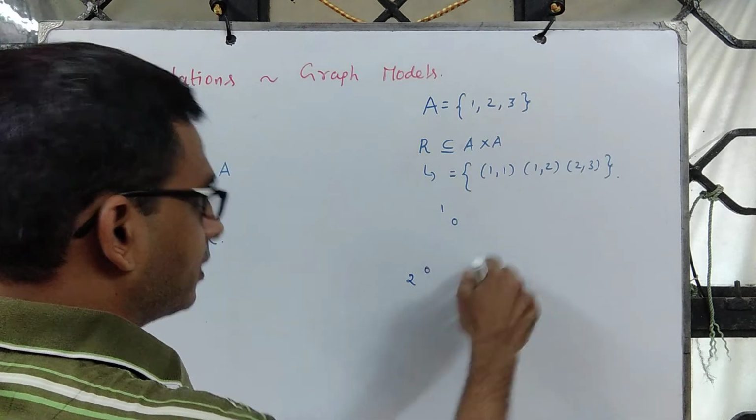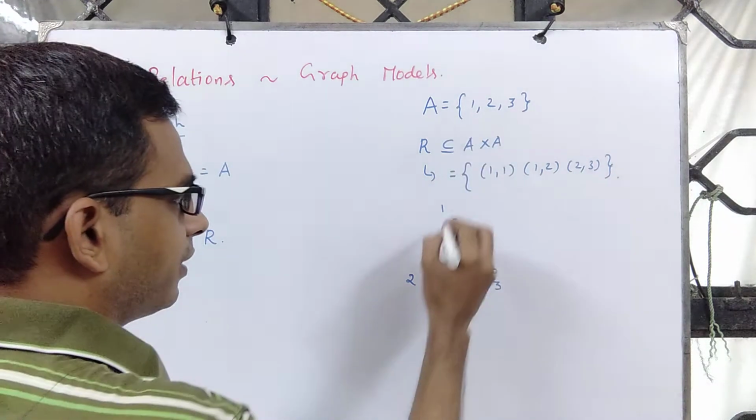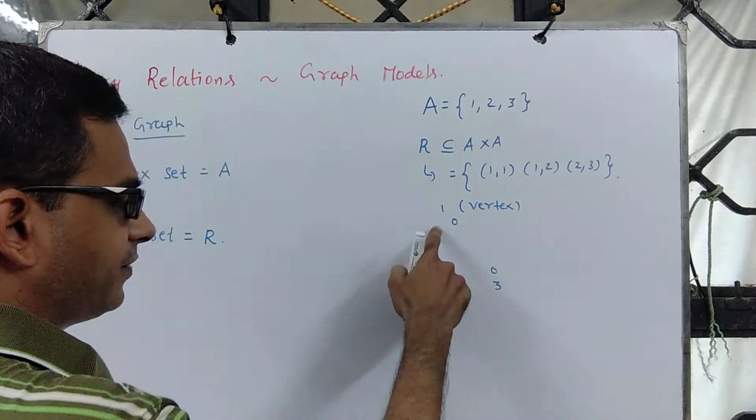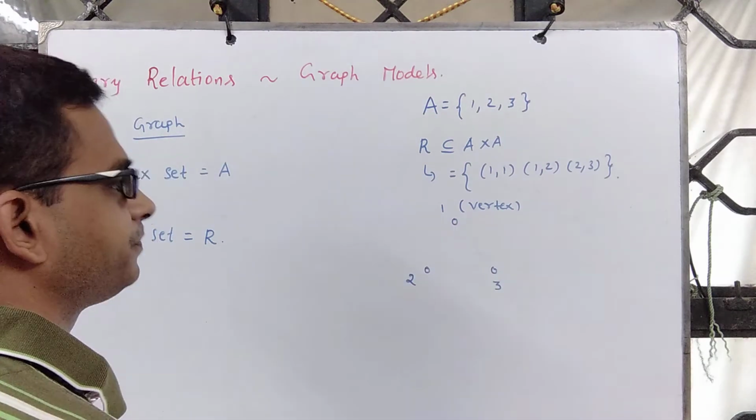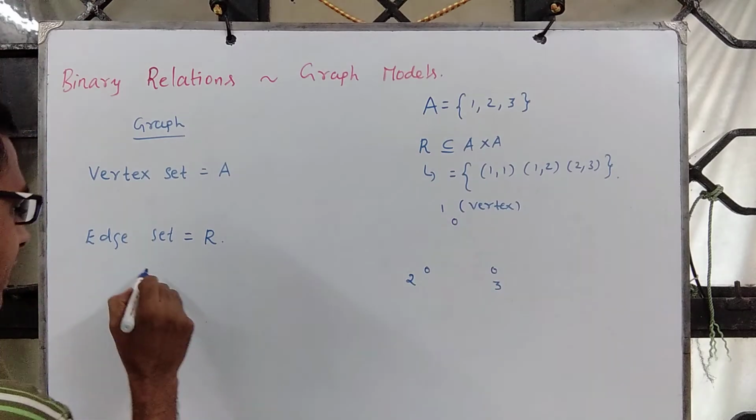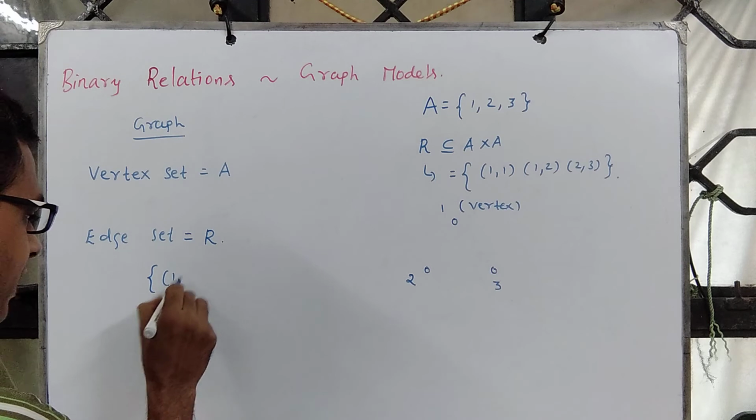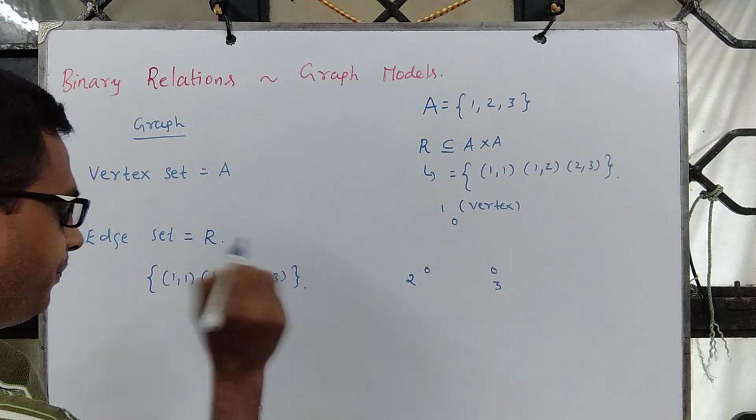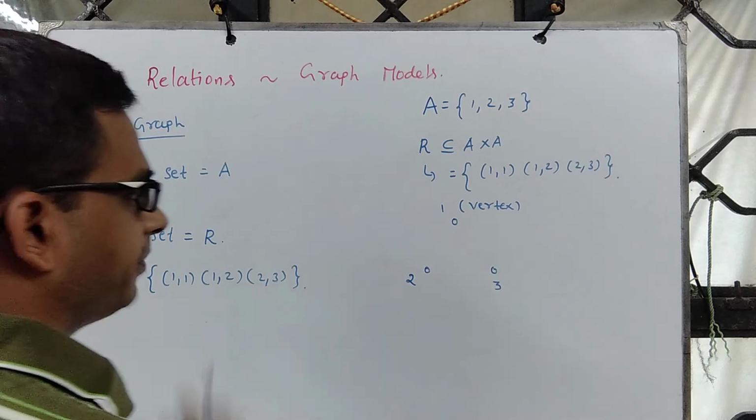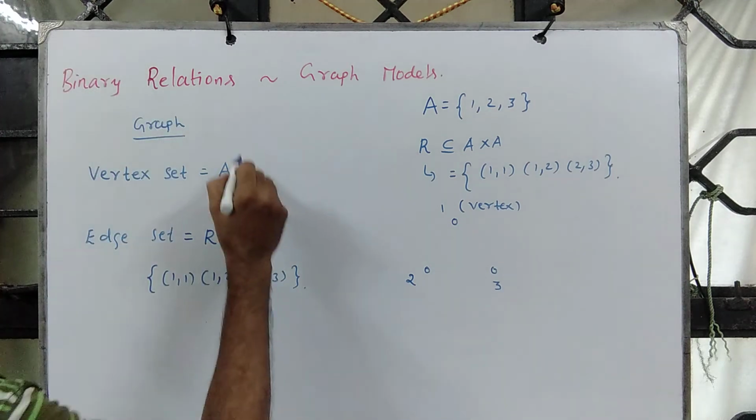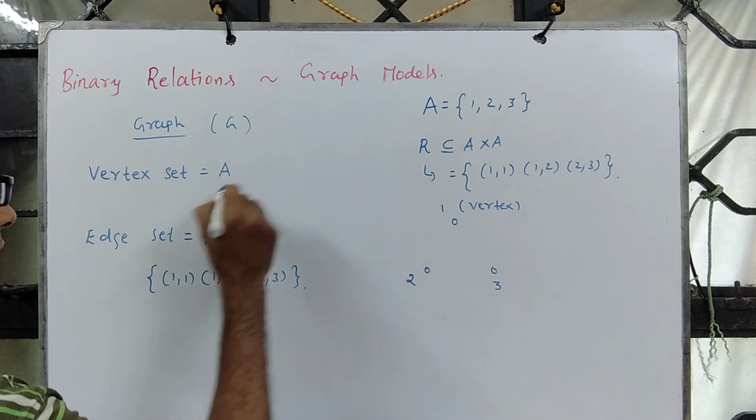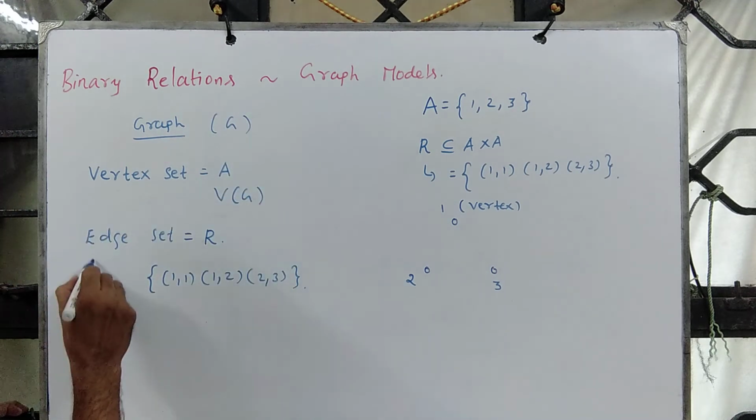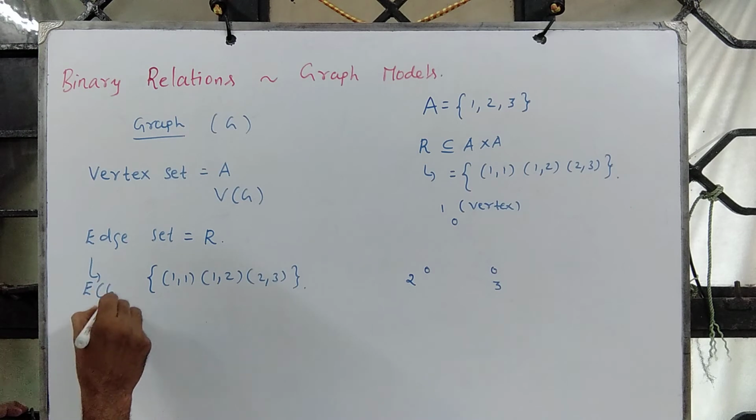So for each element in A, we draw a vertex. 1 is a vertex, 2 is a vertex, 3 is a vertex. And then the relation R is (1,1), (1,2), (2,3). So these three are basically edges. If G is a graph, then we denote the vertex set using V of G and the edge set using E of G.